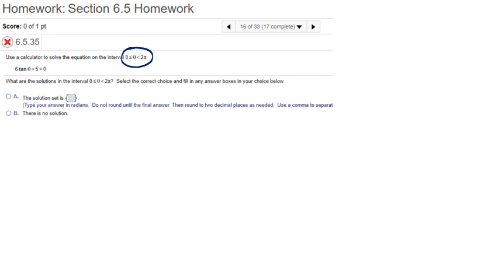So first thing we've got to notice is, because it's from 0 to 2 pi, we are in radian measurement. That's the first thing we should notice. Second thing that we should notice is how many revolutions we are looking at in this case, because 0 to 2 pi is a single revolution. So with that, I think we're ready to start.